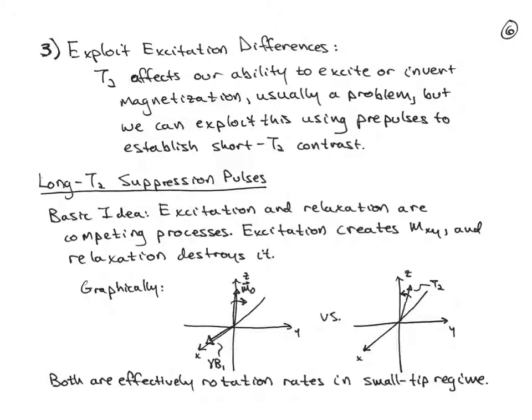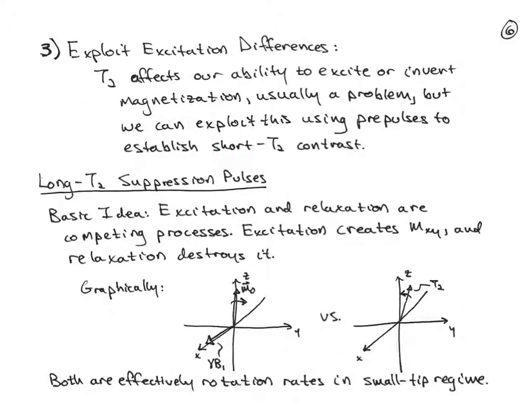And the third option we'll go into in a bit more detail here, which is to exploit the excitation differences, the different excitation properties between long and short T2 components. That is, this is kind of taking the previous problem that we illustrated about T2 effects on RF pulses and turning it on its head to take it to our advantage. That is, T2 affects our ability to excite or invert magnetization, which is usually a problem, but we can exploit this using pre-pulses to establish short T2 contrast.